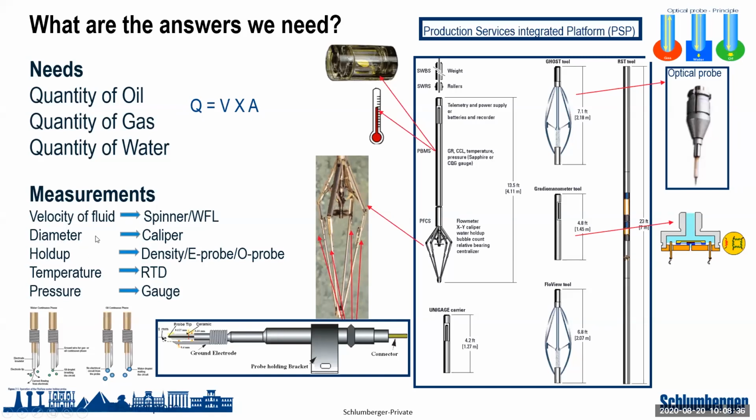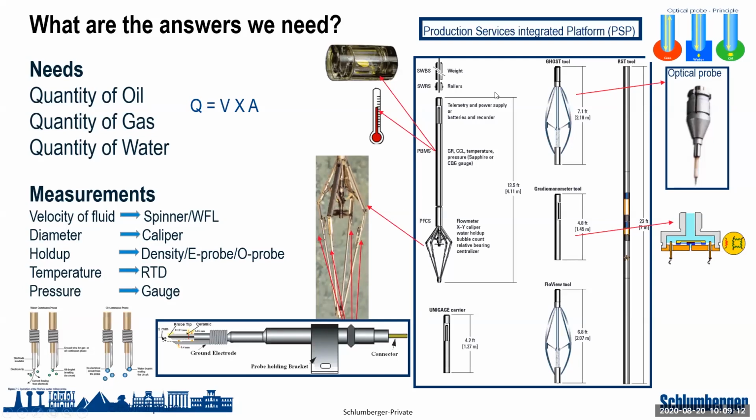So the diameter of the casing, we can know it by a caliper. So we can have in our production logging string a caliper. Hold up, we can measure it with different types of sensors. One of them will be the density sensor. We have in Schlumberger also what we call the electrical probe, and we have also a gas hold-up sensor called the optical probe. If we need to measure temperature, we have an RTD, and if we want to measure pressure, we can do it with a pressure gauge, some sapphire gauge or quartz gauge.